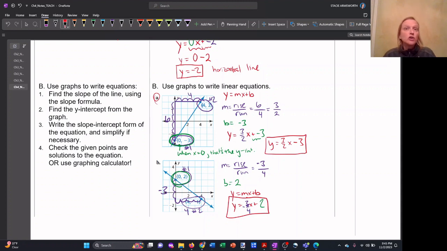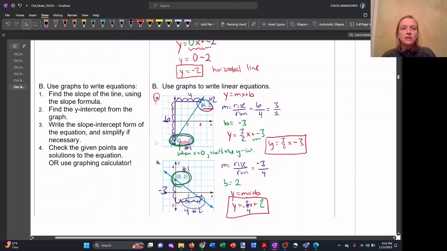Sometimes graphs use really large numbers, and so it's annoying to count. And sometimes graphs skip count. Each tick mark means more than one. So you sometimes have to be careful when using graphs. An alternative is to use the points themselves, 0, -3, and 4, +3, to calculate the slope.